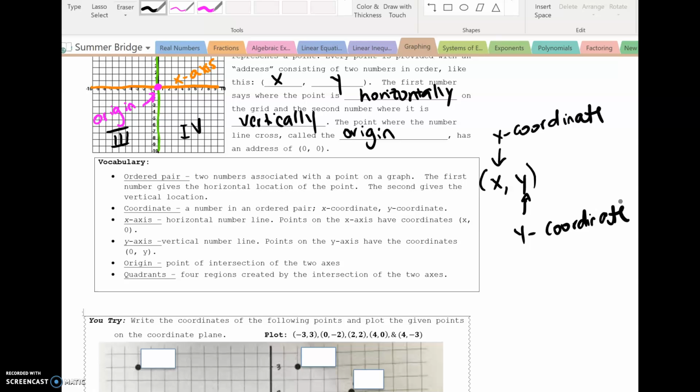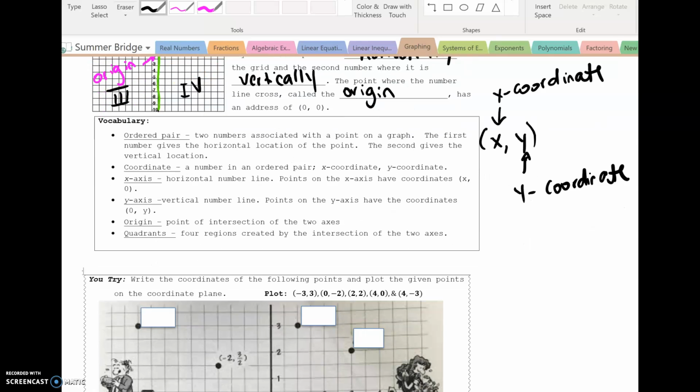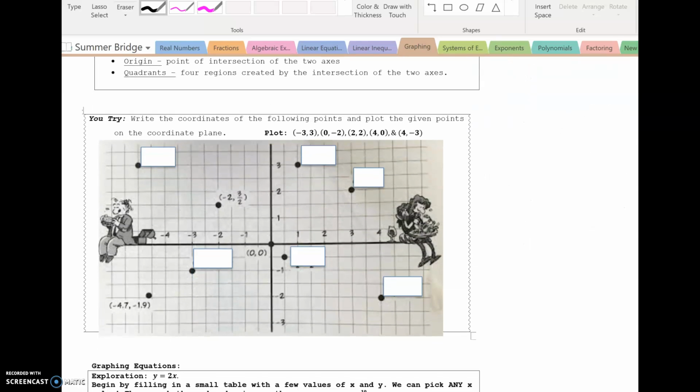Y-axis is the vertical number line. Points on the y-axis have coordinates of 0 and then a y number. Oh, sorry, I missed the x-axis. X-axis is the horizontal number line. Points on the x-axis have the coordinate of whatever the x number is, comma 0. The origin is the point of intersection between the two axes, and quadrants are four regions created by the intersection of the two axes.